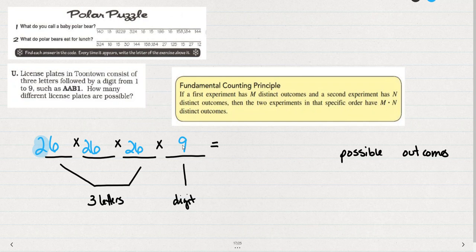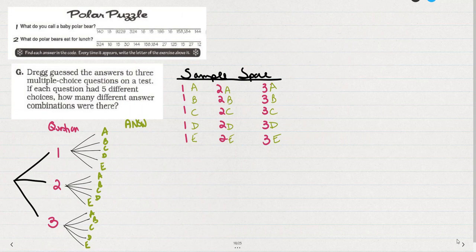So it looks like our grand total comes to 26 times itself 3 times, times 9. I'm going to leave that calculation to you because it's just putting it in the calculator, and you should find your answer as one of these numbers in the riddle. But that's using the fundamental counting principle.